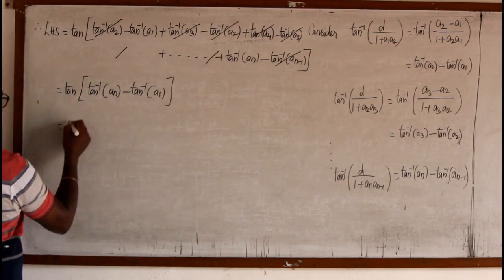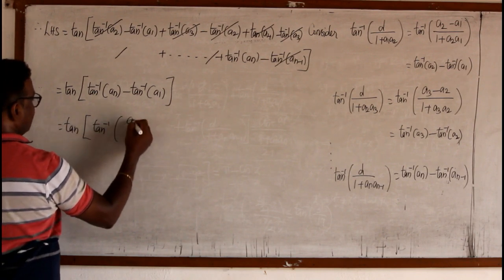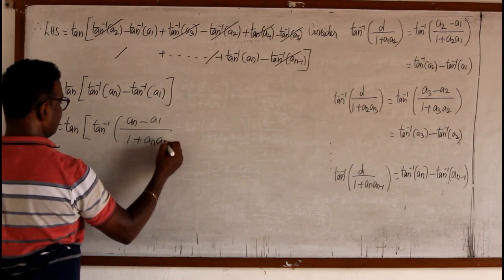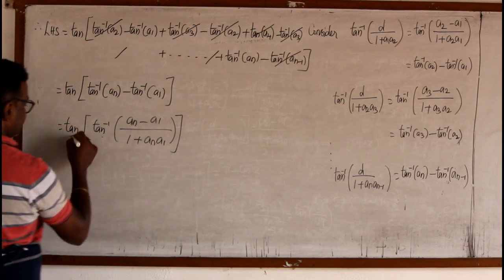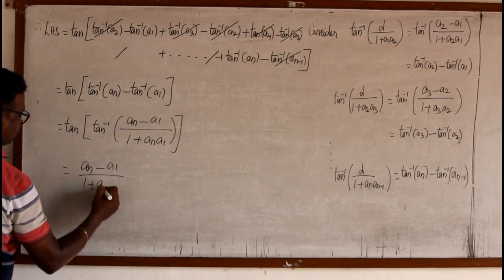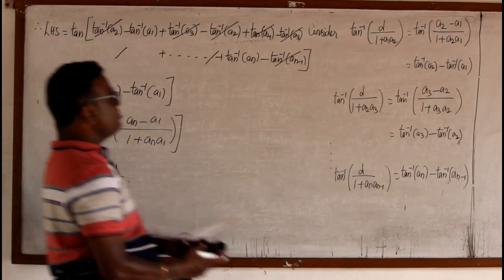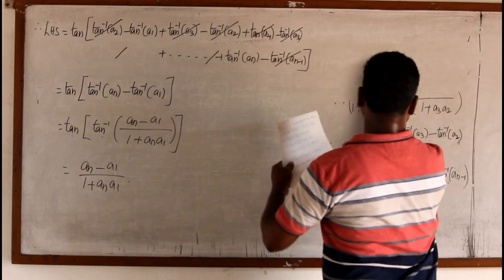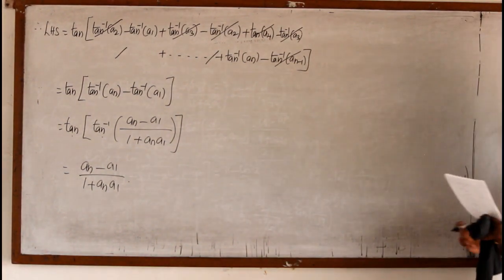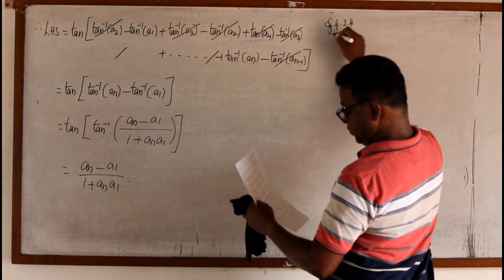Now this is of the form tan inverse of (an minus a1) by (1 plus an a1). Here tan inverse and tan cancel. An minus a1 by 1 plus an a1, which is proved. So an easy problem. With that example 4.23 is over.